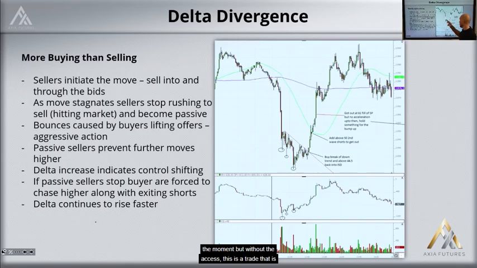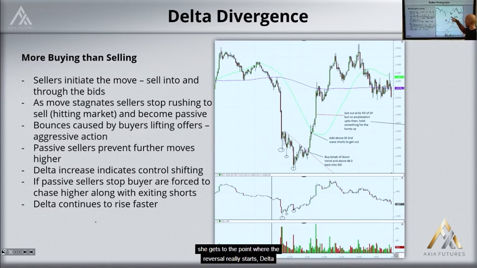I'll illustrate this in a moment, but without the access, this is a trade you can't take on. Because you could have a situation where price continues to fall, delta continues to rise. You have no way of getting into that trade. So that's what you're looking for. That's the scenario, and that's what's happening.